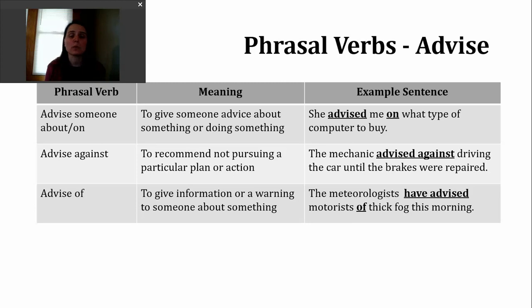Okay. The third phrasal verb we'll talk about is advise of. And it means to give information or a warning to someone about something. The meteorologists have advised motorists of thick fog this morning. So meteorologists, you might know that as people doing the weather on TV. That's their official title. And motorists is just another way to say drivers, people driving cars. So they have provided this warning. Slow down, pay attention, don't get too close to other cars because of the thick fog.